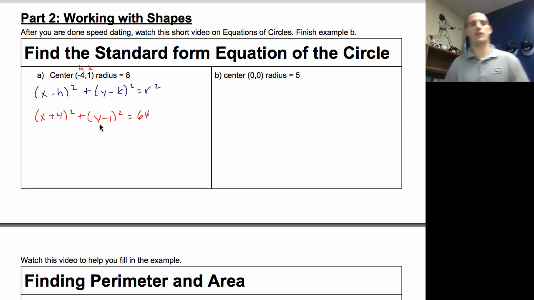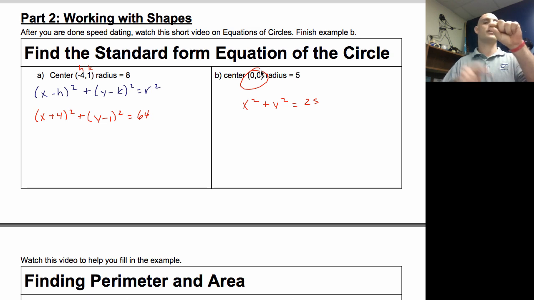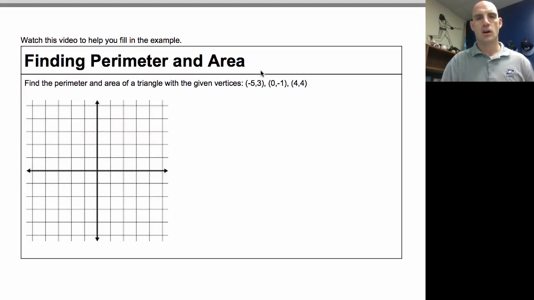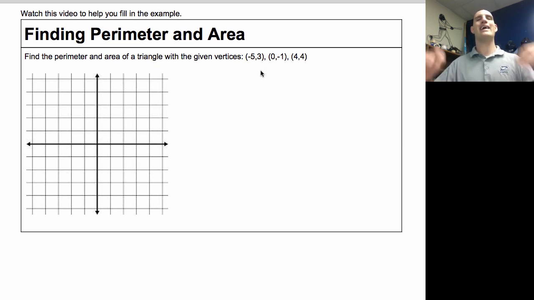So go ahead and try the next one. I think you're going to find that it's fairly straightforward. After the pause, I'll do it for you. So go ahead and start that one, and then pause, do it, and then I'll give you the answer when you come back. Okay, so you're after the pause. You tried this one. It should be x squared plus y squared equals 25. And the reason why that happens is because my center is 0, 0, so it's a circle centered on the origin with a radius of 5. Okay? All right, finding perimeter and area.